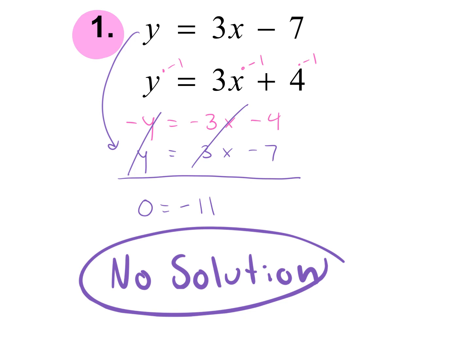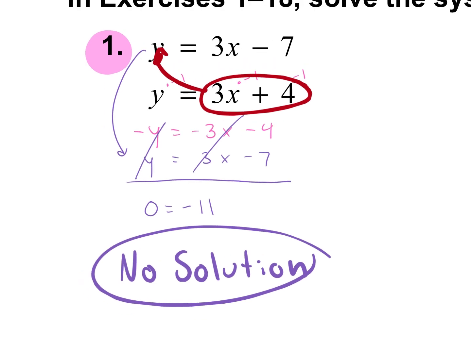We could have also solved with substitution since we have a y equals and a y equals. We could take what y is equal to and substitute it into the other y and solve that way. You'll get the same answer. Just if it says solve using a specific way, make sure you follow the directions. If it says solve using any method, pick whatever you like.